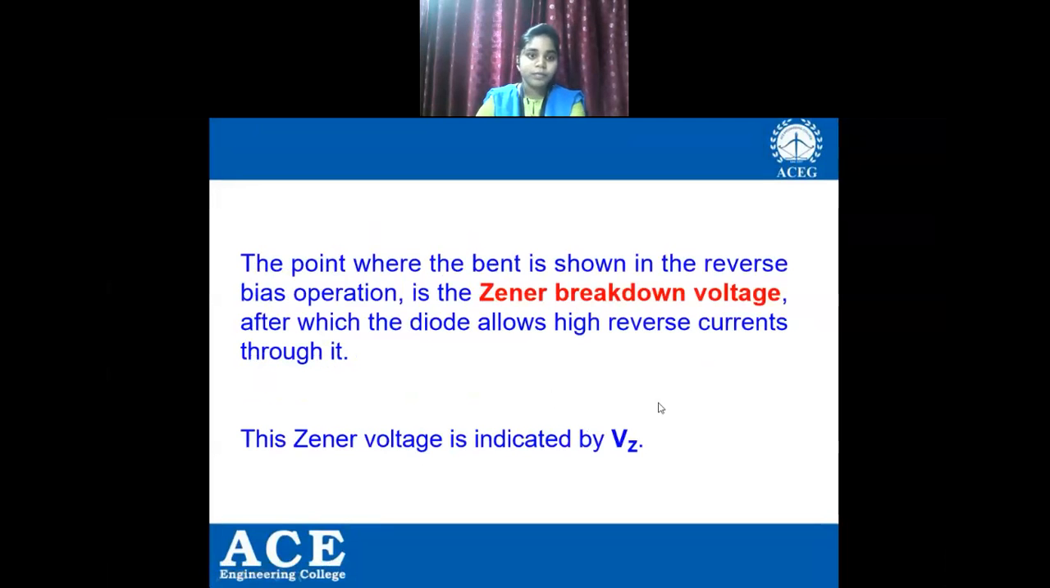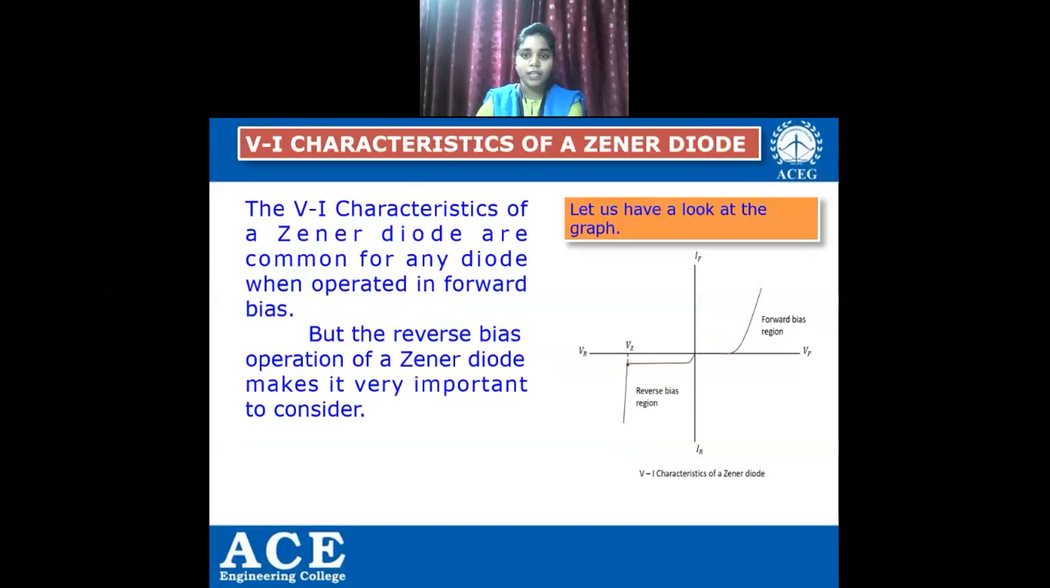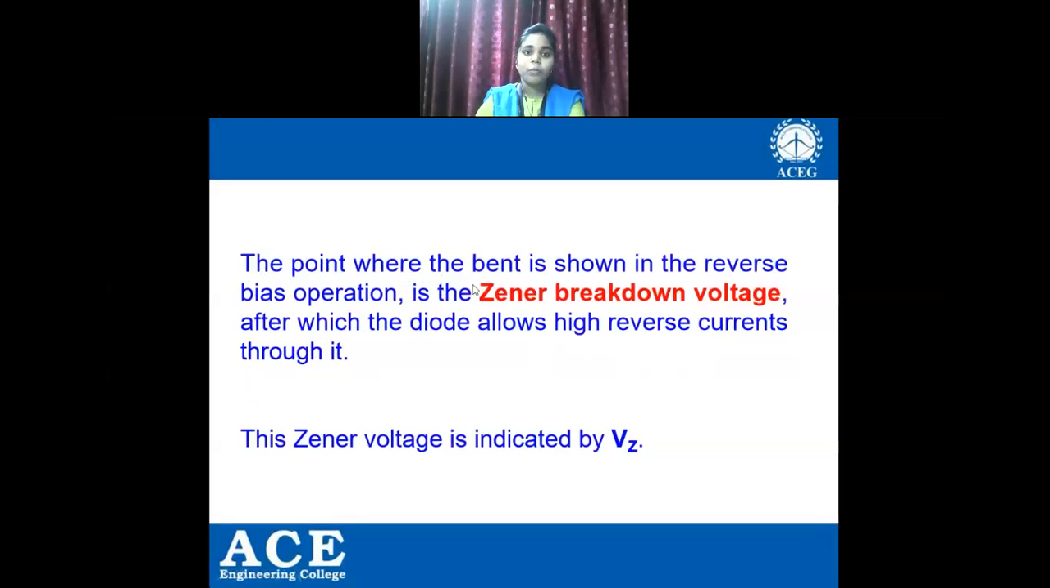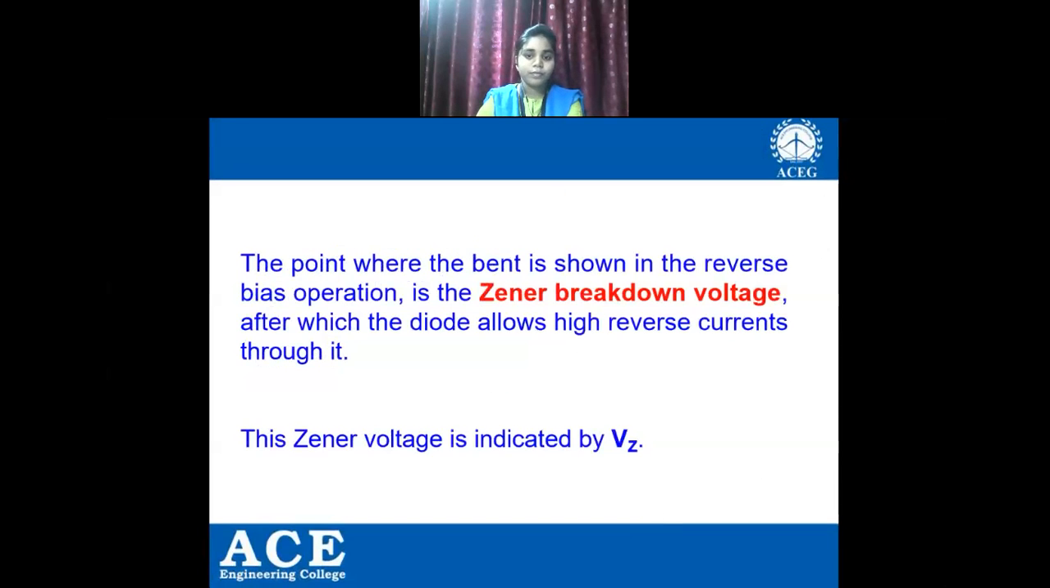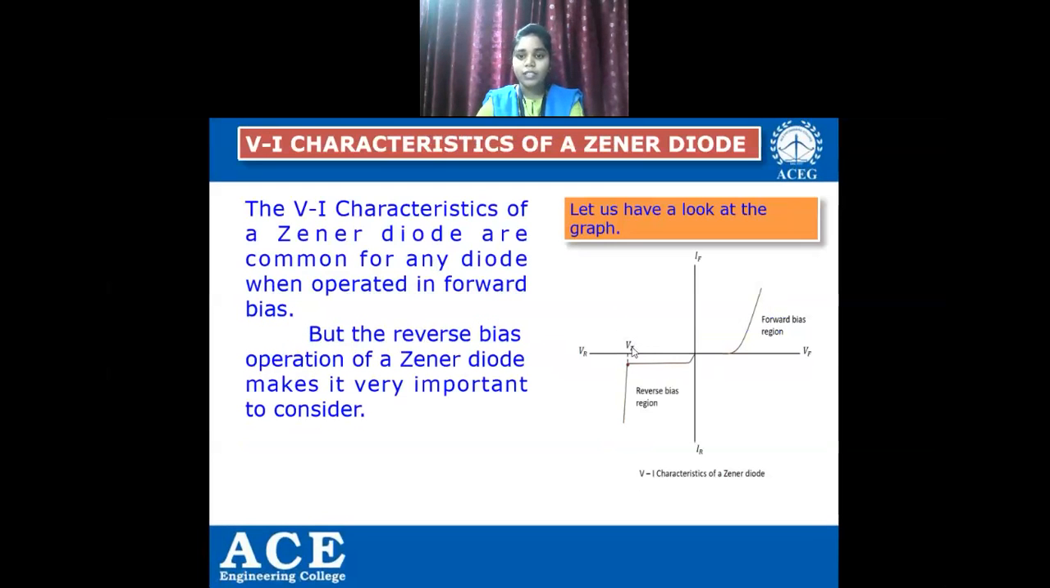Now let us move on. The point where the bend is shown in reverse bias operation, the bend, we have seen, right? This is the bend. Here we saw the bend, right? The point where the bend is shown in the reverse bias operation is the Zener breakdown voltage, after which the diode allows high reverse current through it. Have we seen? Yes, we have seen here, right? Now, the Zener voltage is indicated by VZ. Yes, here VZ is indicated. We already saw this in the VI characteristics.